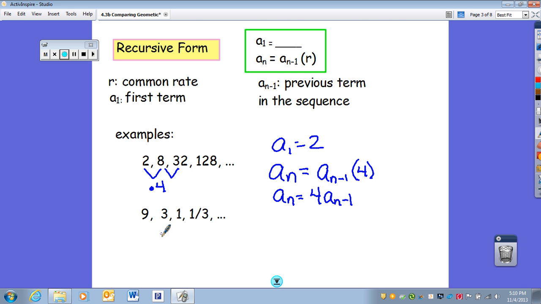Let's take a look at the next example. In the next example, I see that my a sub 1, or my first term, is 9. Then I need to find my rate. How am I getting from 9 down to 3? From 3 down to 1? Well, I'm dividing by 3, but again we're going to use our constant multiple. So instead of dividing by 3, I'm going to be multiplying by 1/3. So to finish my recursive form, I'm going to take a sub n, and I'm going to multiply my previous term by 1/3. So I have 1/3 times a sub n minus 1.